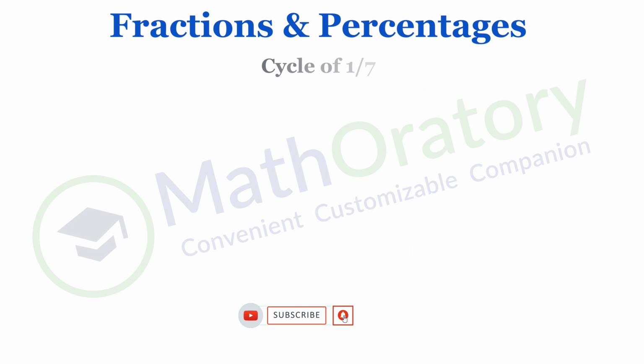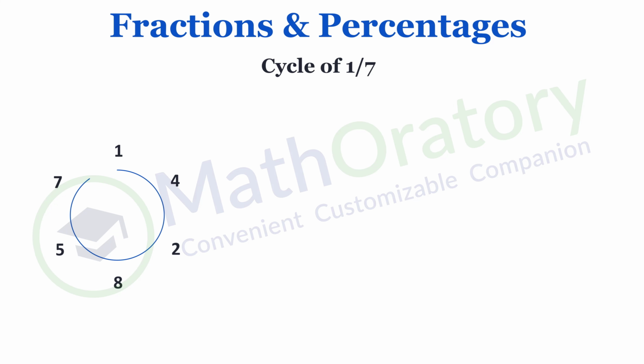Okay, coming to 1 by 7, I'll just explain a cycle that happens for 7. What is the double of 7? 14. Double of 14? 28. And double of 28 is 56. So all you have to remember is that instead of 56 it is 57. This is the cycle of 7. And remember to always move clockwise in the cycle.